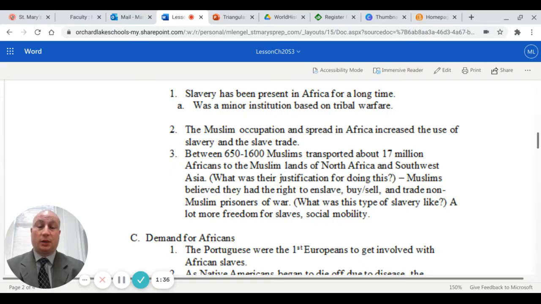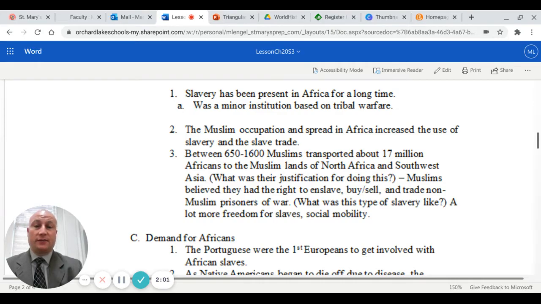Between 650 and 1600, Muslims had transported about 17 million Africans to the Muslim lands of North Africa and also into Southwest Asia. Muslims believed that they had the right to enslave, buy, and sell, and also trade non-Muslim prisoners of war. The thing about it is that this type of slavery was a little bit different than what we generally know as the American system.